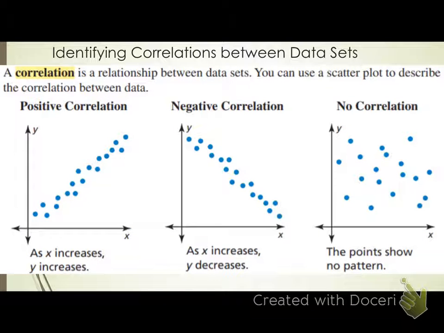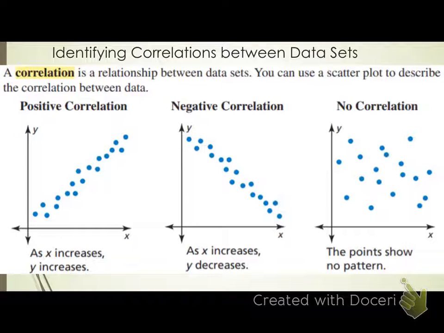Okay, identifying correlations between data sets. A correlation is a relationship between data sets. You can use a scatter plot to describe the correlation between data. So there's 3 types of correlations we're going to see: positive, negative, and no correlation. For it to be positive correlation, as my x values increase, I need my y values to increase as well. As the x values get bigger, the y values also get bigger, based on my ordered pairs.